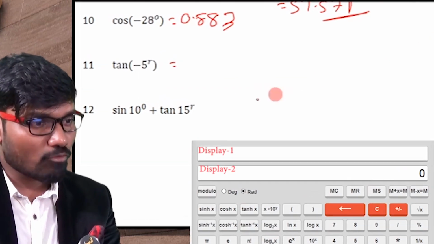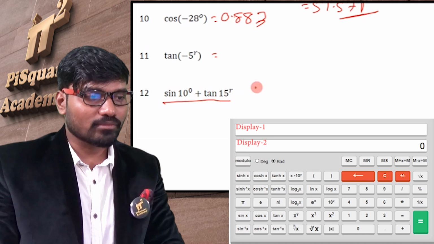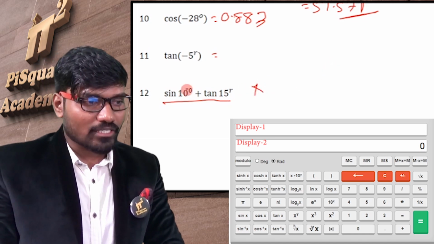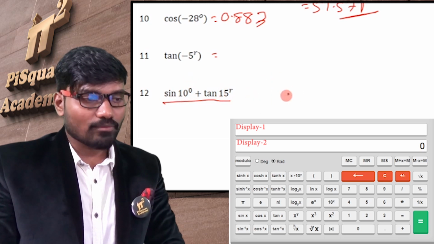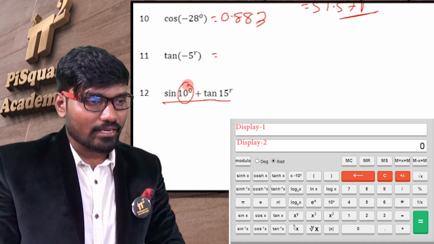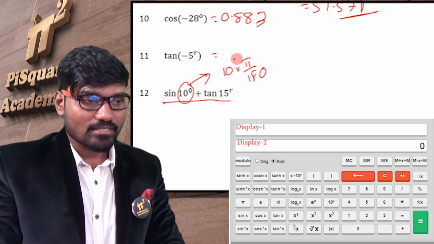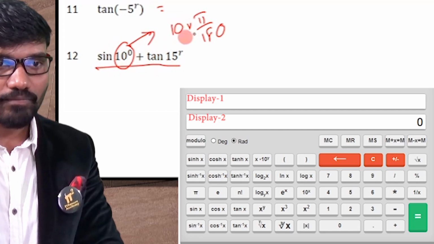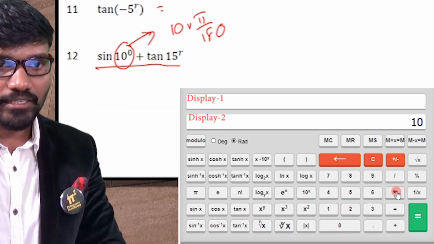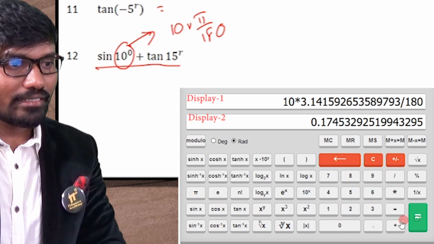That's it. Now what if you want to find this? One is in degrees, another one is in radian. We cannot perform this in the calculator directly. Either you should convert these degrees into radians or these radians into degrees. Otherwise, it's not possible. Our calculator is in radian mode, so let me convert these degrees into radians. 10 into pi by 180 is in radians. Then I'll go for the sine operation. Then I'll add tan 15 radians. Let's try that. 10 into pi by 180. This is 10 degrees in radians.